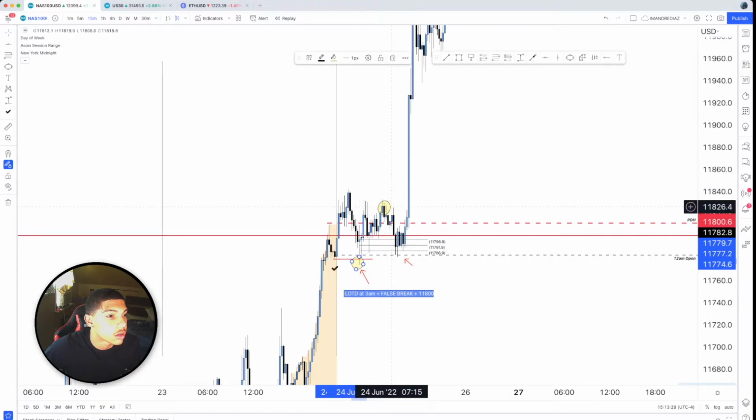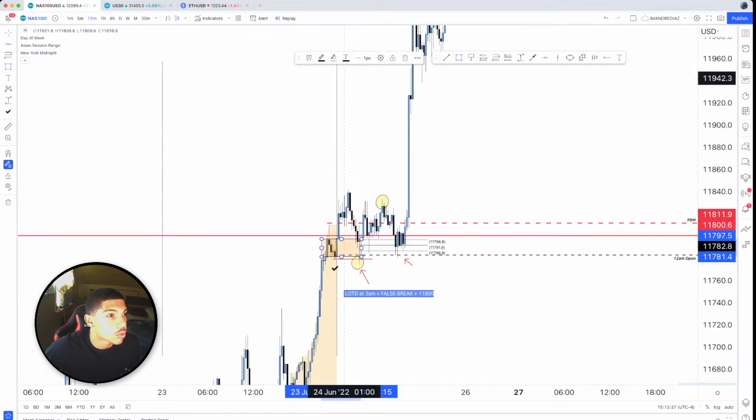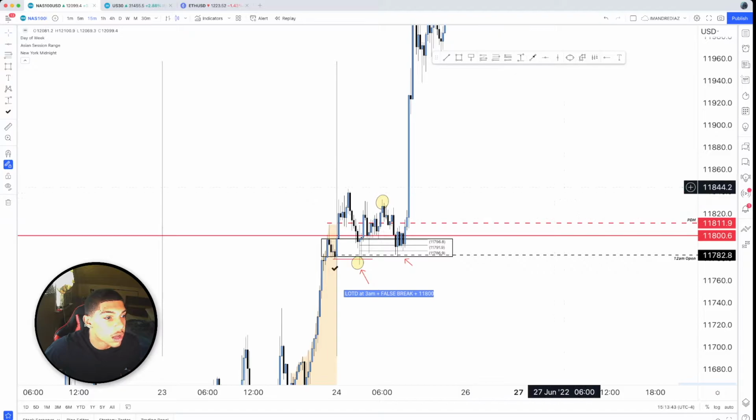I'm using the wick and the wick, and as you can see, price came down into this order block that we have here, these last 3 candles, and this is also the order block that was being respected during London session. So let me also put that as a confirmation. It still held within this order block, holding 11,800, and it just pushed back above the previous day's high. So let me fix this right in here.